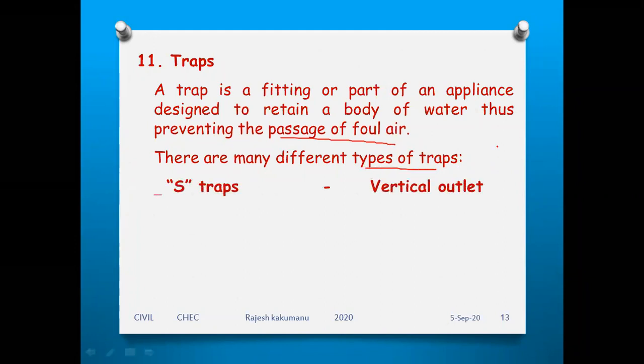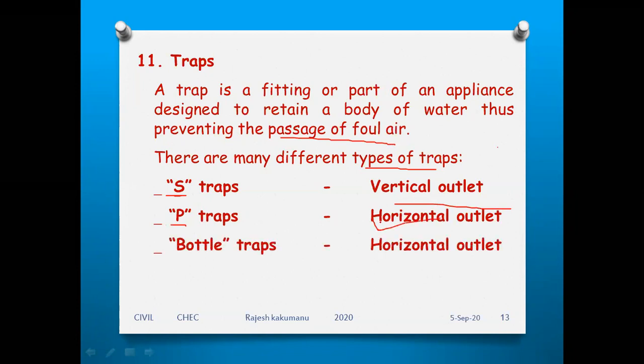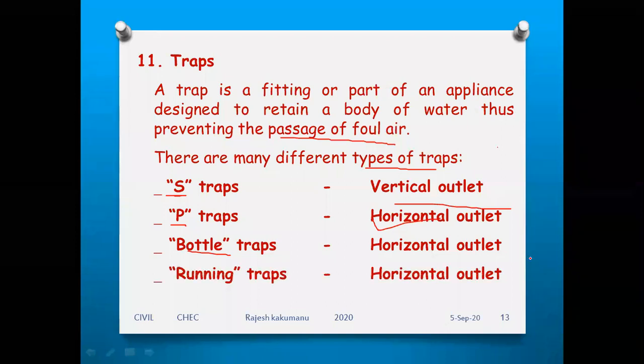The first trap is an S trap, S-shaped, placed at the vertical outlet. Next, we are using a P trap, capital P trap, with a horizontal outlet. Next, a bottle trap, which is placed horizontally outside. Next, running traps, which are also placed horizontally outside, right?